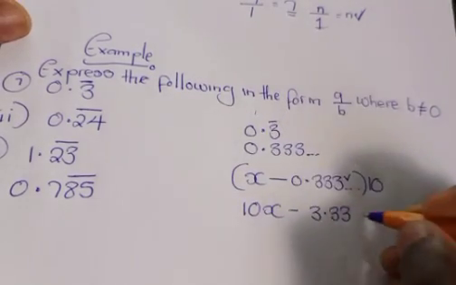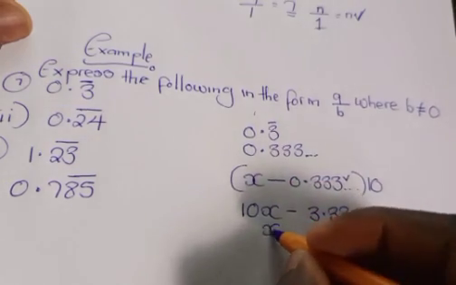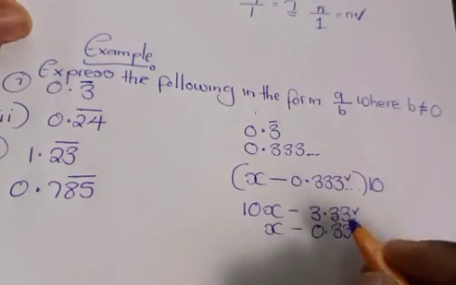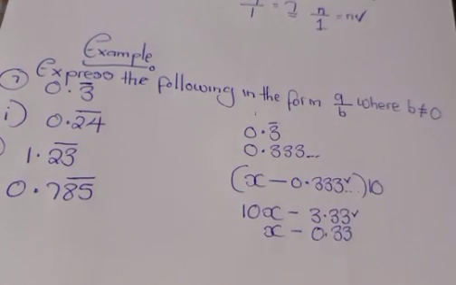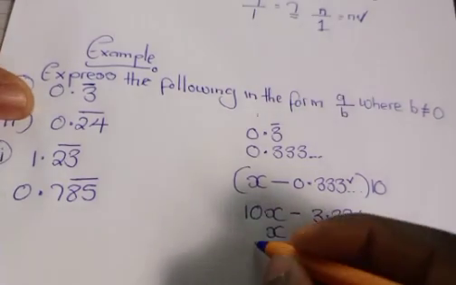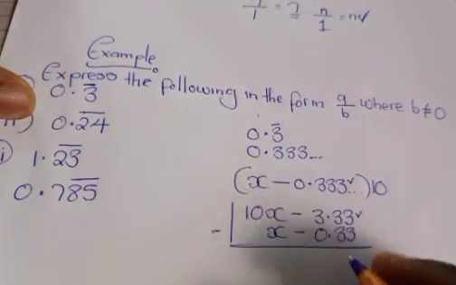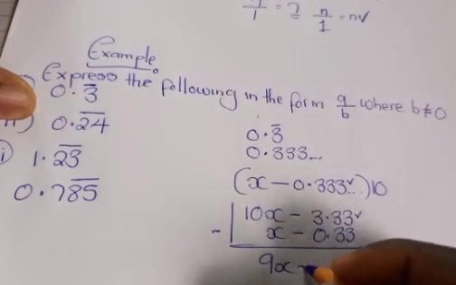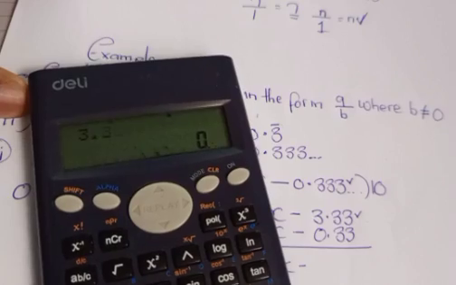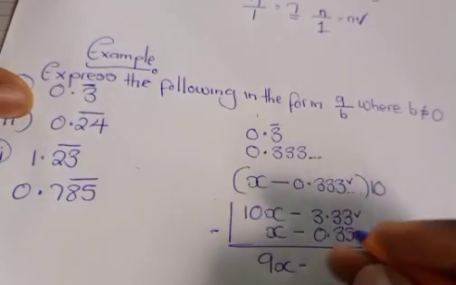Now you have two expressions. You will take this expression and put it under the expression you had written. We can just put 3 3's like that. In common sense, this can continue, and this can continue. Then from here you subtract. 10x minus x is 9x. Then 3.33 minus 0.33, you will get your answer to be 3.